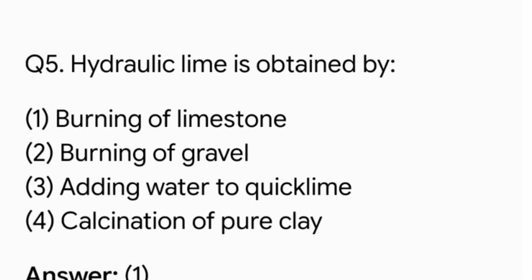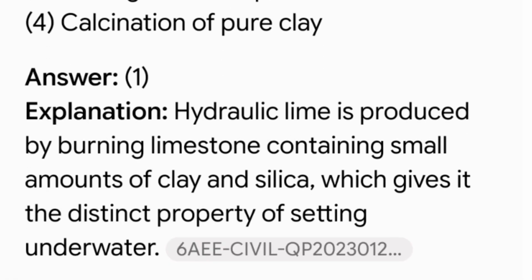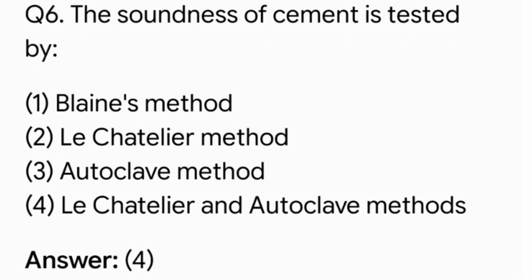Next question. Hydraulic lime is obtained by? Correct answer: option 1, burning of limestone. Next question. The soundness of cement is tested by? Correct answer: Le Chatelier and autoclave methods.